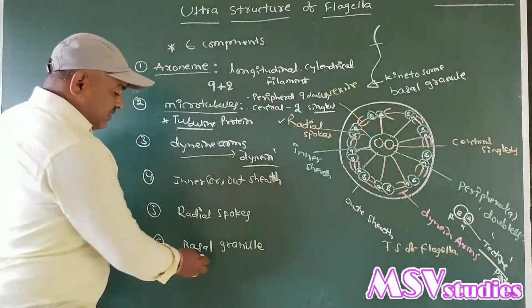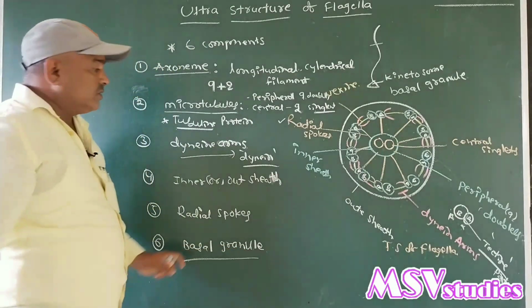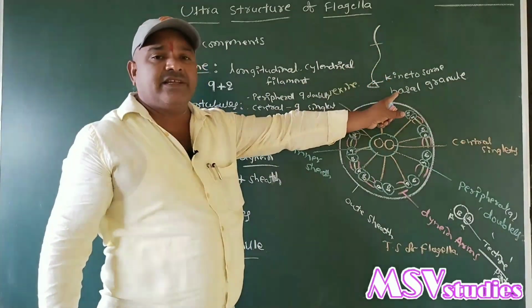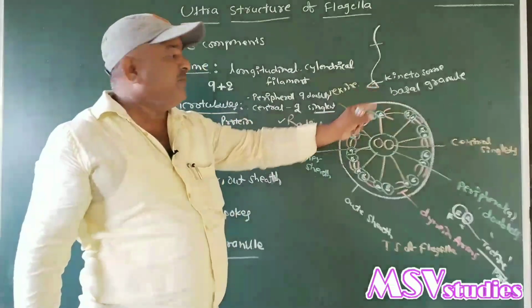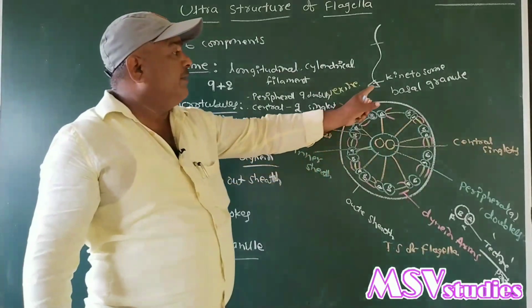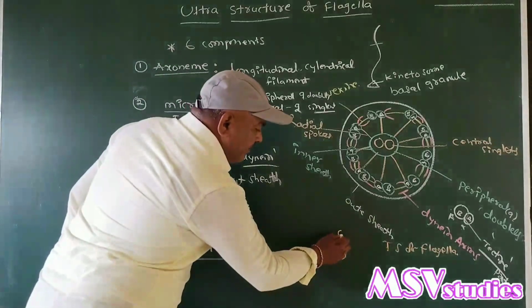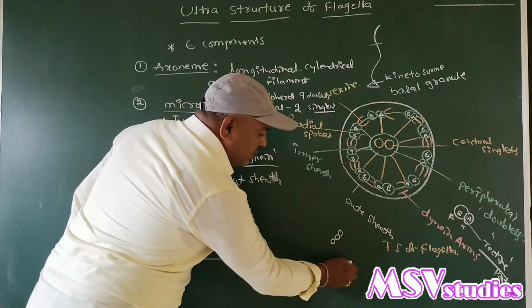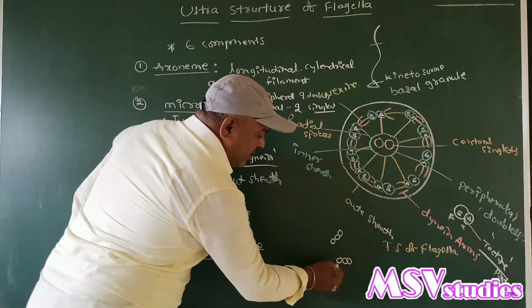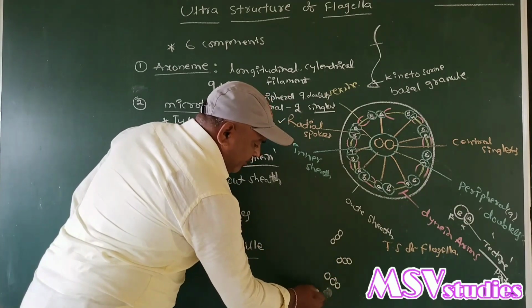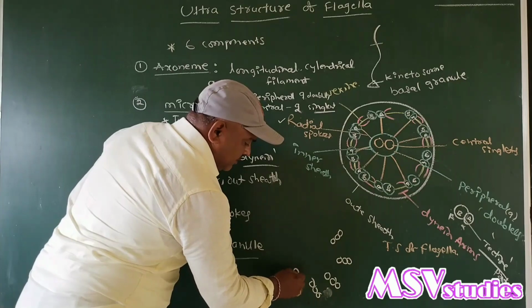And next, basal granulae. Every flagellum originates from the kinetosome or basal granulae. It is the place of origin. And next, these basal granulae consist of three peripheral microtubules.